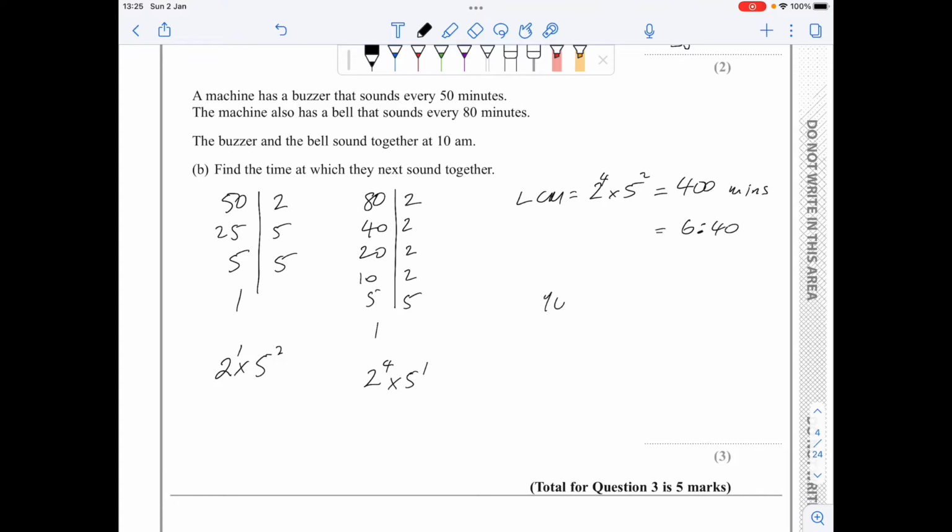So starting from 10 a.m. and adding 6 hours and 40 minutes will give me 1640. That's my answer. You can also write, if you want, 4:40 p.m.